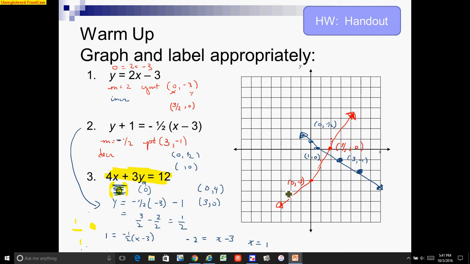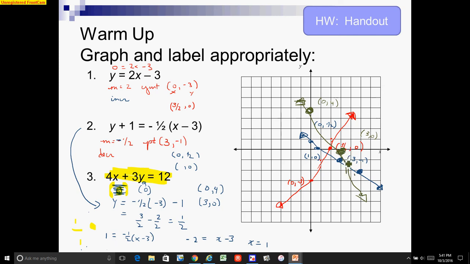So I have my x and y intercept. I have 1, 2, 3, 0. And I have 1, 2, 3, 4. 0, 4. And I draw that line. Whoa, that is so terrible. But you get the idea.